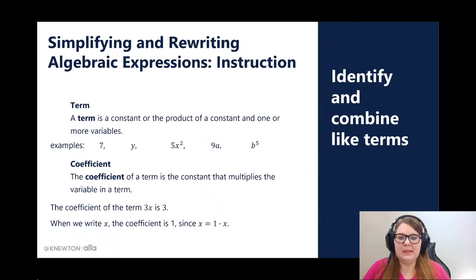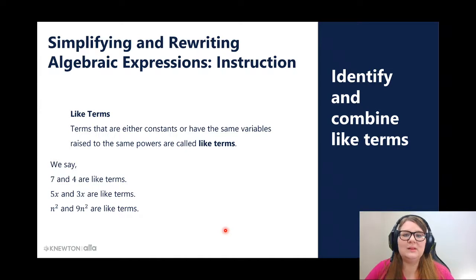So for example, in 3x, the coefficient is 3, okay? And the variable is x. When we write x, the coefficient is 1, all right? So even though when you write just x, there doesn't seem to be anything in front of it, it is an imaginary invisible 1. So think of x as 1 times x so that you can remember that that's the coefficient. Now, like terms are terms that are either constants or they share the same variable.